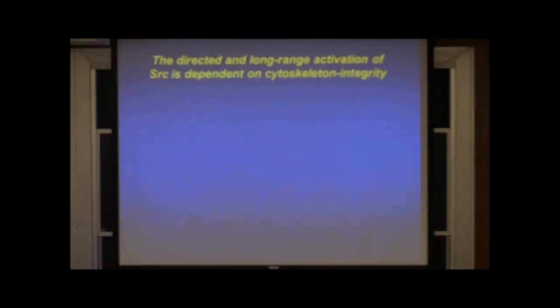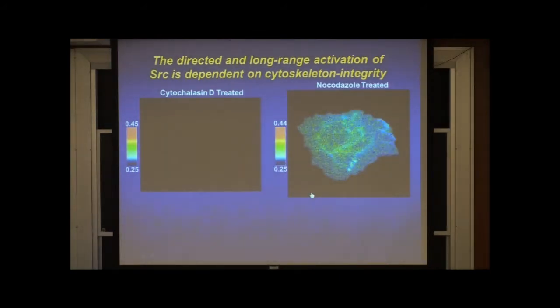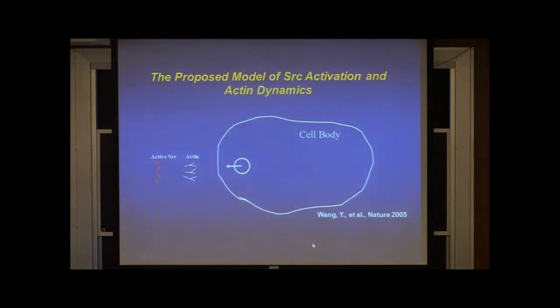If we destroy cytoskeleton components, such as with cytochalasin D, which disrupts actin filaments, and then pull the beads again, you can still see local activation around the beads, but there's no more global activation. The same phenomenon can be observed if we destroy the microtubules. You can still see a certain level of local activation around the beads, but global activation is gone. This clearly suggests that when we apply mechanical force, the local SRC can be activated no matter what, with or without the mechanical support of the cytoskeleton.